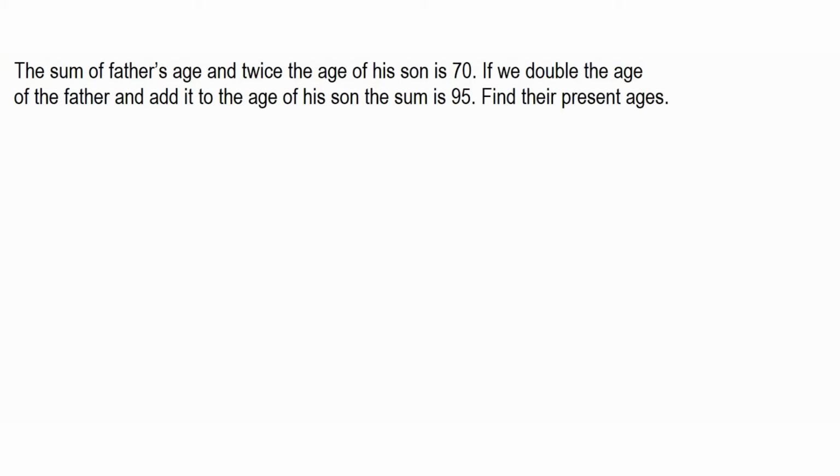So let us quickly assign our variables. Let the father's age be x and the son's age be y. Okay, and these are their present ages. So we basically have to find x and y. They have asked to find the present ages.